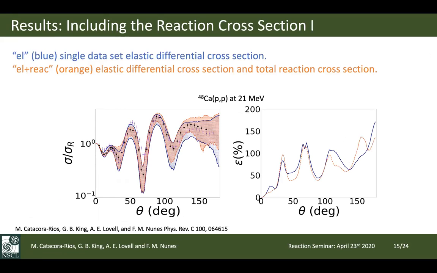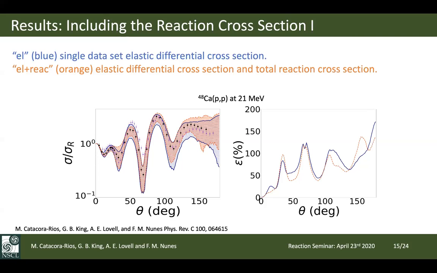Now we will look at the results of including the reaction cross-section in the fit. Similarly to how we included the second energy, we will do it in the fitting process. Blue is a single data set of elastic differential cross-section placed here for comparison. And orange is the simultaneous fitting of the elastic differential cross-section and the total reaction cross-section. And it has been argued that including the total reaction cross-section might include some extra information to the fitting.